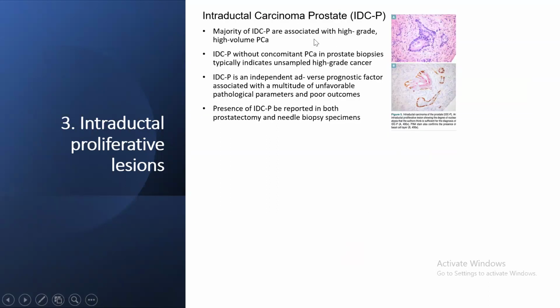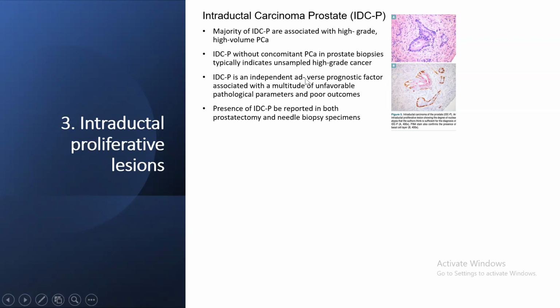So what is the importance of this entity? It is associated with high-grade and high-volume prostatic carcinoma. Once we identify IDCP in needle biopsy, there are chances that we are missing high-grade carcinoma. So for this, as well as for atypical intraductal proliferation, if that is the only diagnosis on needle biopsy, we have to undertake a repeat biopsy to identify any invasive component.